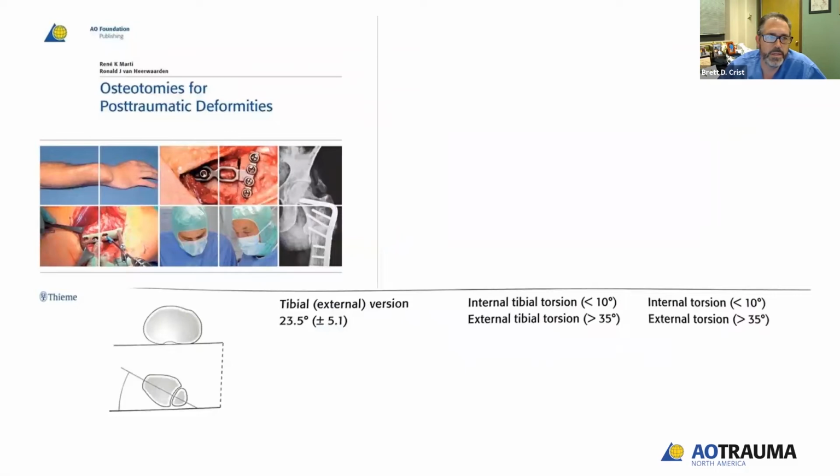And then this is an awesome book. There's a bazillion case examples. This is Rennie Marti's Osteotomies for Post-Traumatic Deformities. And there's a lot of what's considered normal for a lot of different things that we've talked about in the course. You also have Dror Paley's book. Other references have been mentioned, but this is what the reference for this diagram is from. So 23 plus or minus 5 is considered normal. Internal tibial torsion is less than 10 degrees, external greater than 35, for both sides.